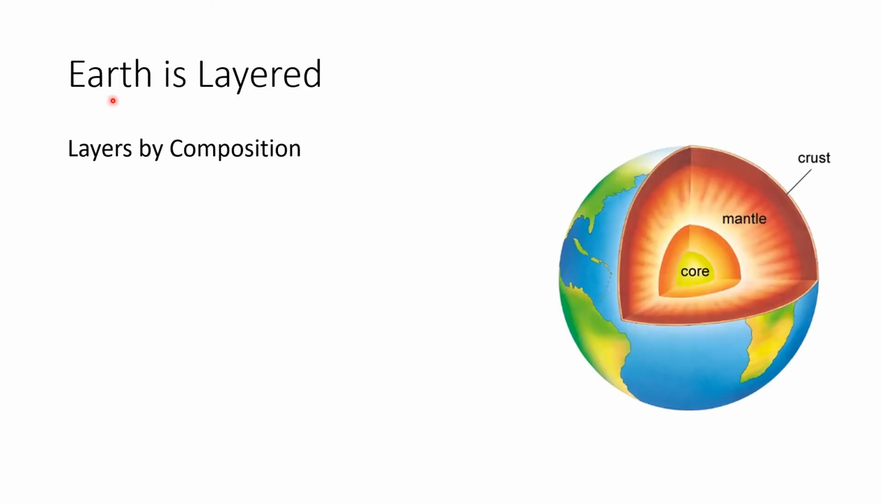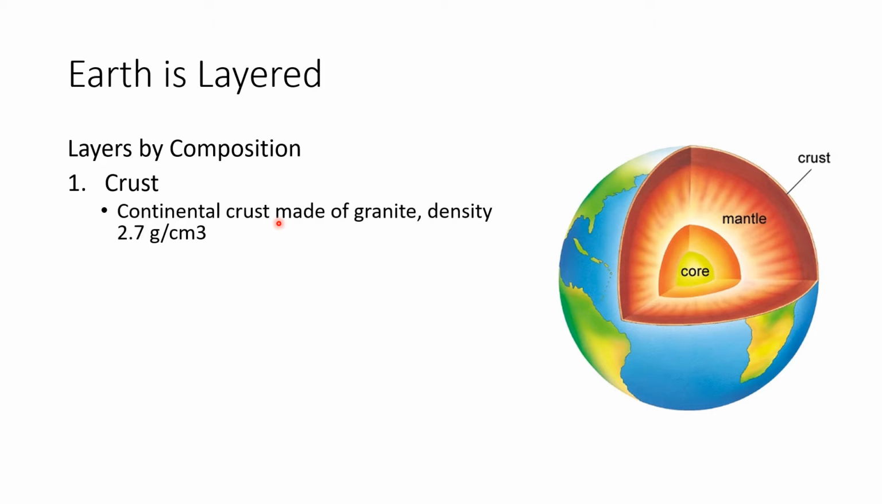Okay, so to start our discussion on the interior of the Earth, we have to talk about the layers of the Earth. We can group the layers of the Earth by composition, so what the layers are made out of. First would be the crust that's on the outside. The crust is made of two types of rocks. Basically, there's continental crust that's made out of granite, which is a familiar type of rock. A lot of times countertops are made out of that. The density of granite is about 2.7 grams per centimeter cubed.